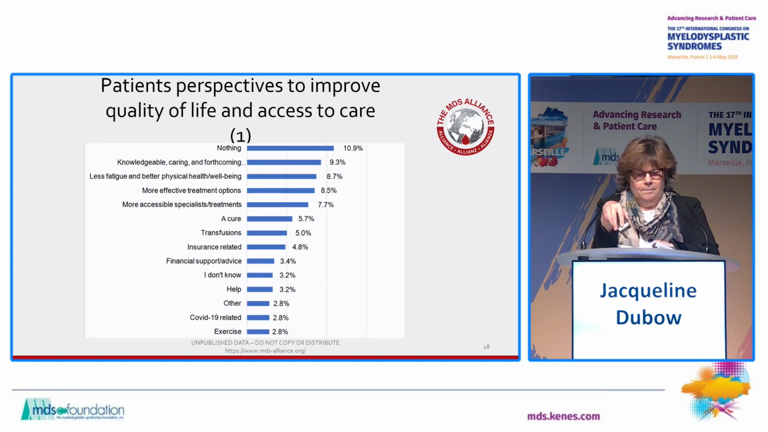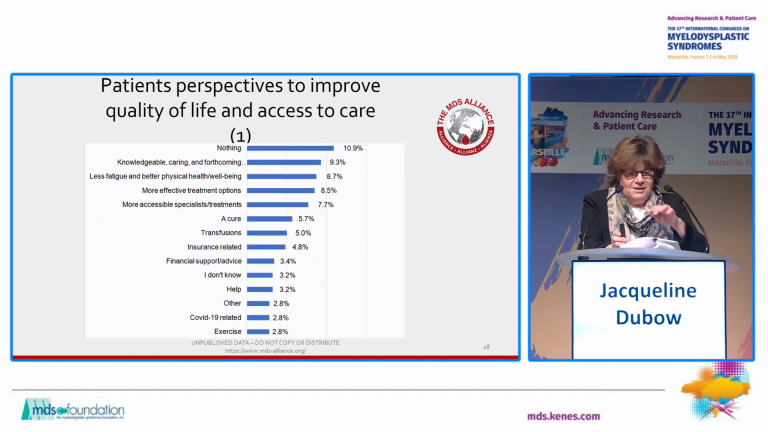The second wish, 15%, wants to have better emotional support. It's clear that this support, despite the fact that many centers offer psychological support, is still missing. And this might be linked to the complexity and the heterogeneity of MDS. We have 10%, close to 11%, who said, well, we don't need anything. That's interesting.